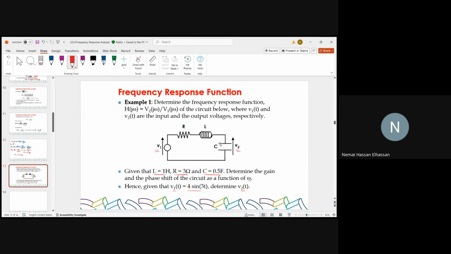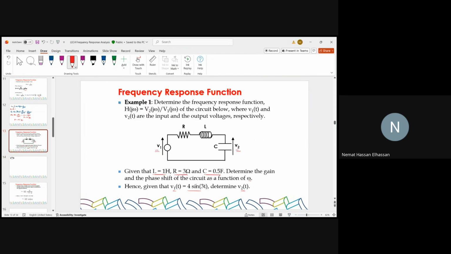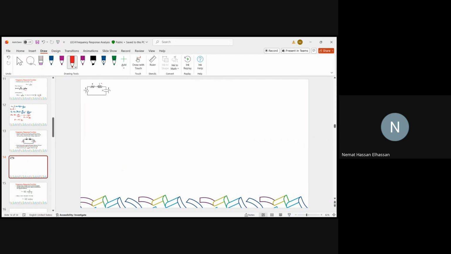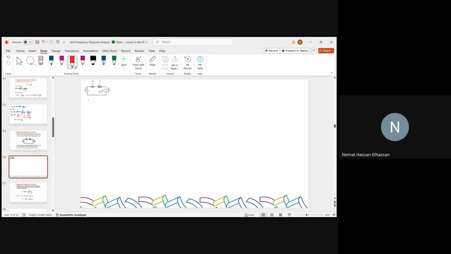We'll just make some space. I'm going to copy this over here, and I'll just copy the component values. So we have 1, 3, and 0.5. This is 1, this is 3, this is 0.5 farads. Okay, so the question is, determine the gain and the phase shift as a function of omega. So what is the value of gain? What is the value of phase shift? You just rewrite it here.